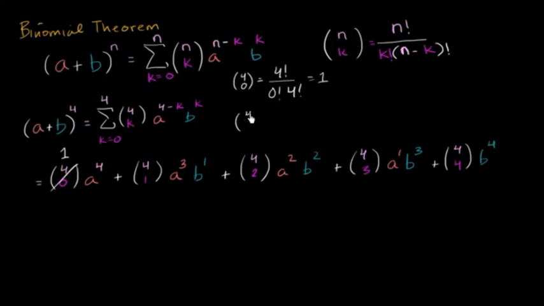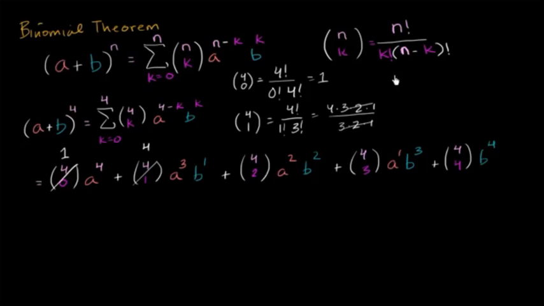So 4 choose 1 is going to be 4 factorial over 1 factorial times 4 minus 1 factorial. 4 minus 1 factorial, so 3 factorial. Well, what's this going to be? 1 factorial is just going to be 1. 4 factorial is 4 times 3 times 2 times 1. 3 factorial is 3 times 2 times 1. Let me make that clear: 4 times 3 times 2 times 1 over 3 times 2 times 1. It's just going to leave us with 4. So this right over here is just going to be 4.